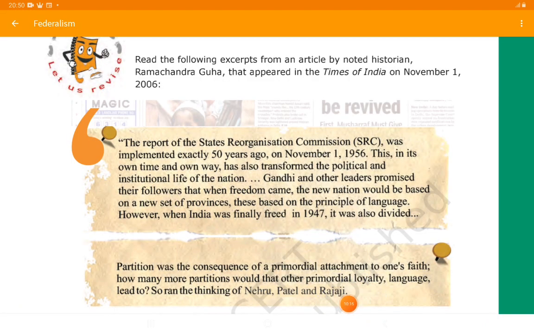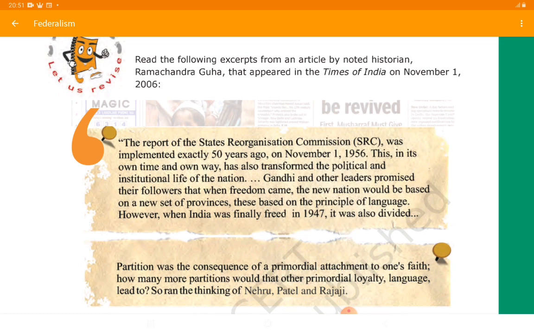Now let's read some of the articles noted by historian Ramchandra Guha that appeared in Times of India on November 1, 2006. The first article says the report of States Reorganization Commission, that is SRC, was implemented exactly 50 years ago on November 1, 1956. This in its own time and own way has also transformed the political and institutional life of the nation. Gandhi and other leaders promised their followers that when freedom came, the new nation would be based on a new set of provinces, based on the principle of language. However, when India was finally freed in 1947, it was also divided.